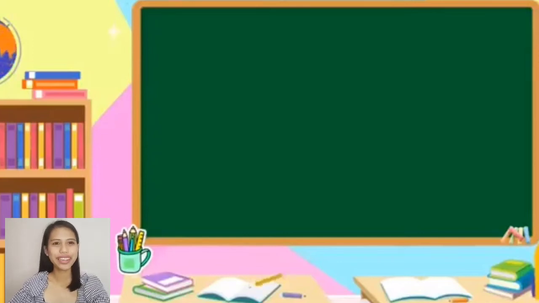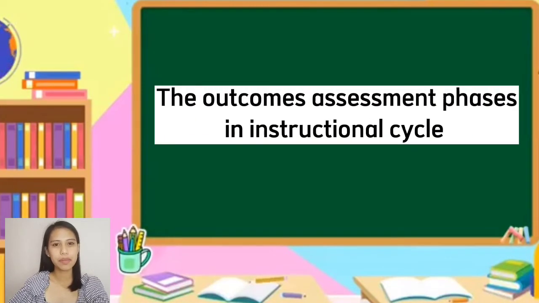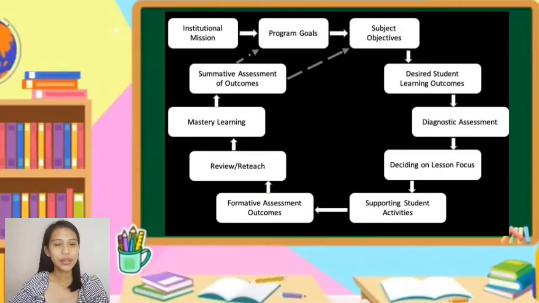Good morning everyone, I am Jacqueline Jaime and today I'll be discussing my assigned topic, which is the outcomes assessment phases in the instructional cycle. As you can see in the image on your screen, there are 11 phases in the instructional cycle. It starts with institutional vision and mission.